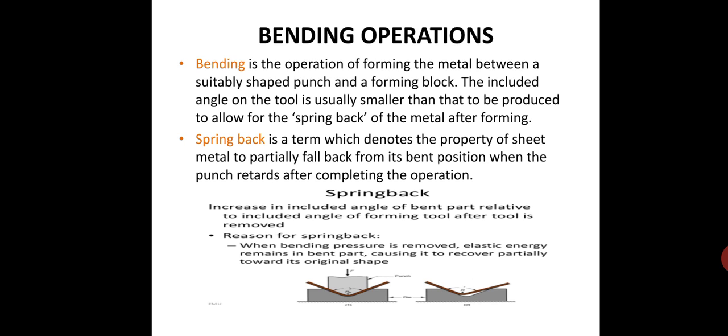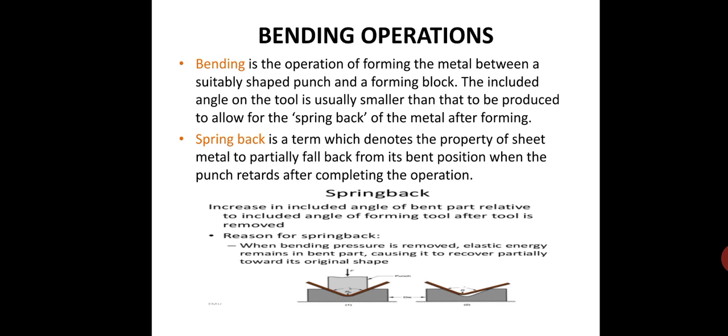Here some of the bending operations are: operation of forming the metal between a suitably shaped punch and the forming block. The inclined angle on the tool is usually smaller than that to be produced to allow for the spring back of the material after forming.